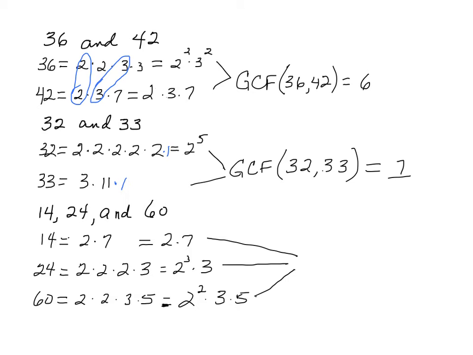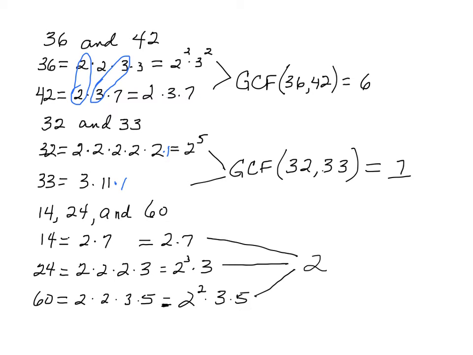Well, if you notice, 14 has a 2 to the 1st power. 24 has a 2 to the 3rd power. 60 has 2 to the 2nd power. Well, the greatest number that's common to all of them is just the plain old 2. They don't all have a 2 to the 3rd or 2 to the 2nd, but they all do have a 2 to the 1st.